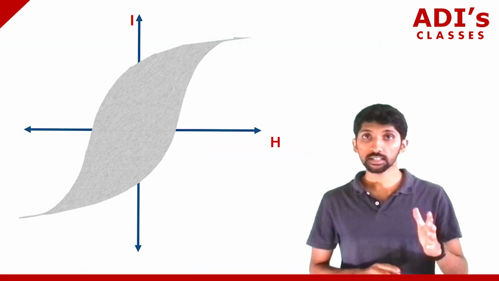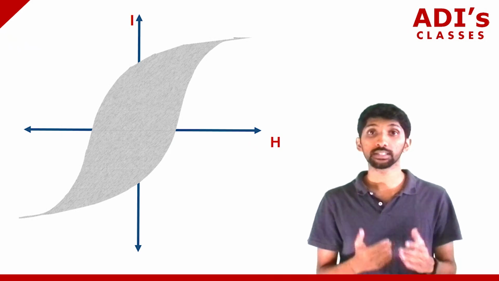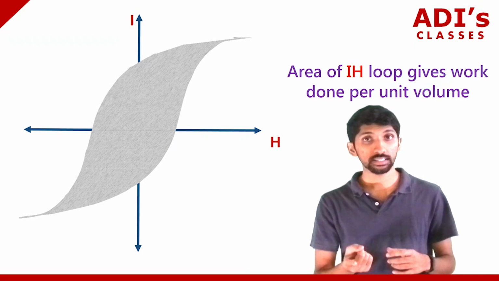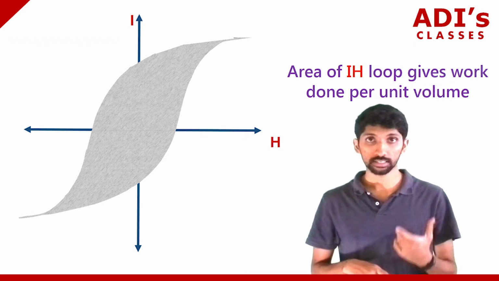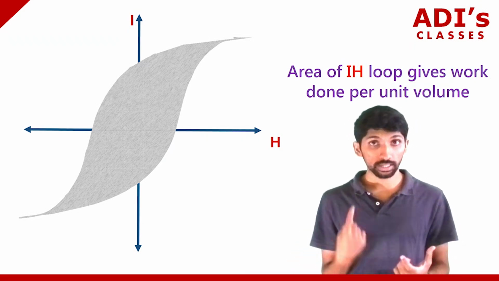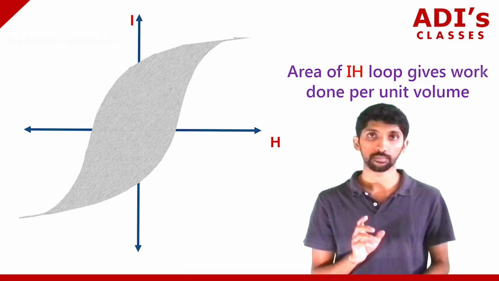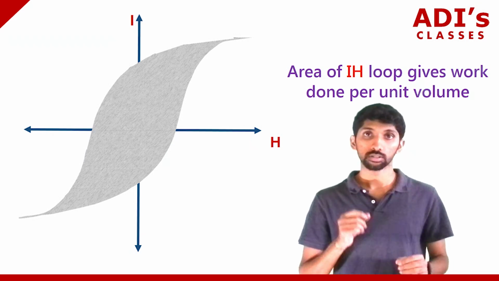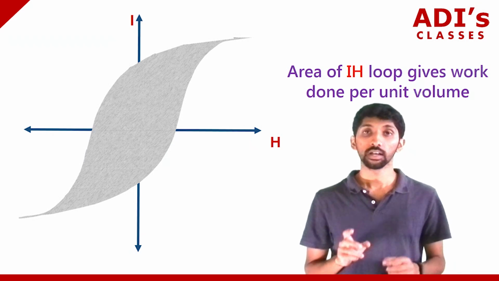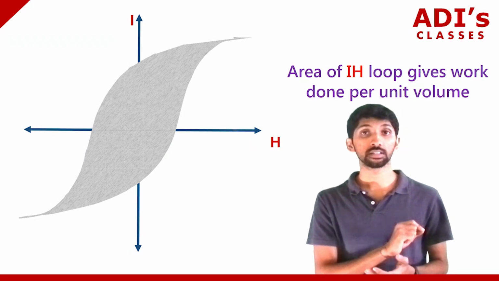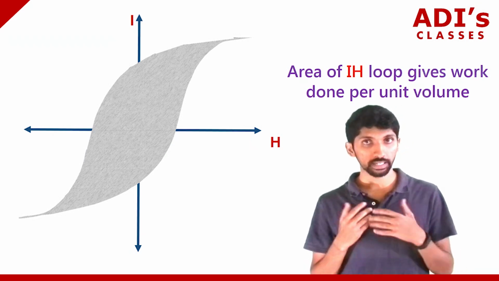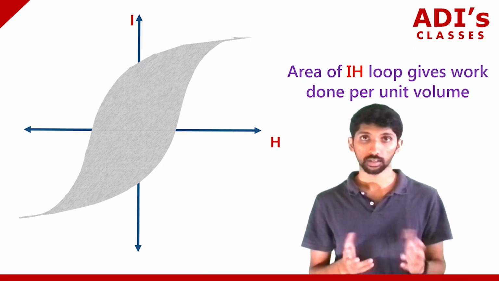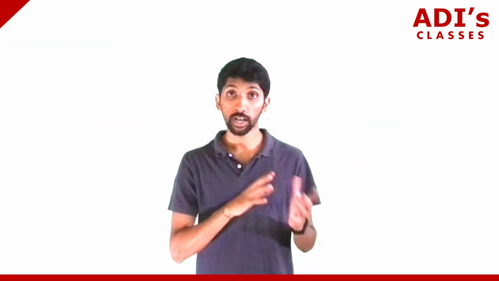Because this hysteresis loop indicates the amount of work done in magnetizing and demagnetizing a ferromagnetic substance, that is, how much work is needed per unit volume. So the area of the whole hysteresis loop gives you the work done per unit volume. Depending on the value of the hysteresis loop, we decide what material should be used for permanent magnets, or electromagnets, or the core of a transformer. Understood? In the next video, you will see where all we use this hysteresis.